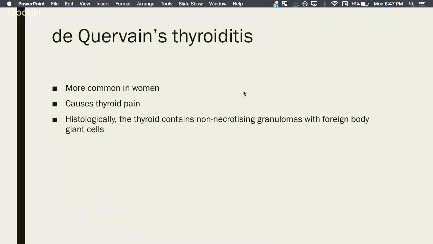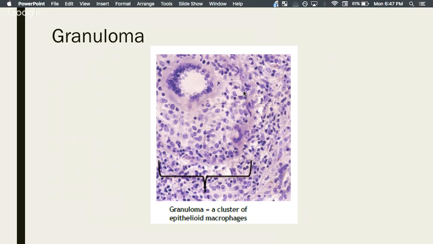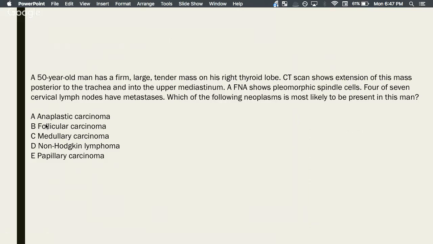Okay, so de Quervain's, I'm terrible at pronouncing these. It's more common in women. It causes thyroid pain, and you end up with non-necrotizing granulomas and giant cells. So that there is your granuloma.